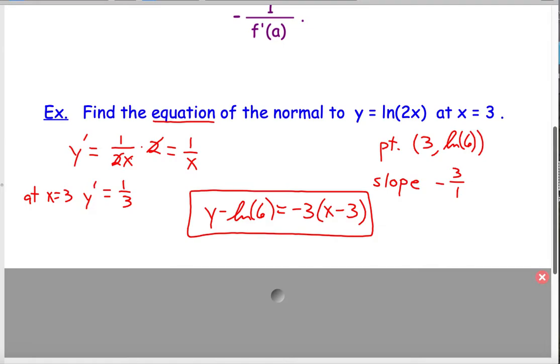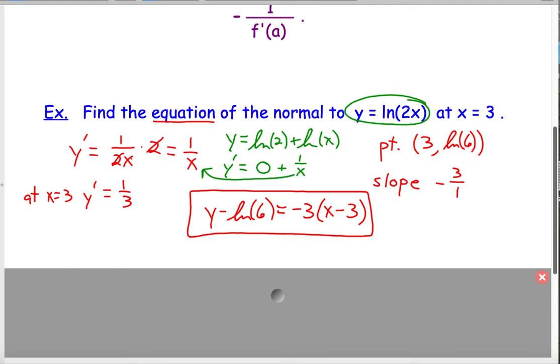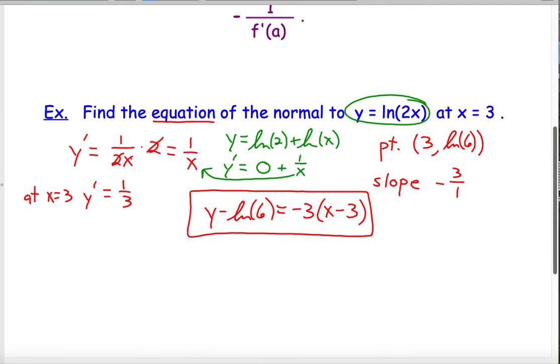One thing I wanted to point out, when you were taking the derivative of y prime, you can look at this using properties of logs and say, oh, the product property says that's the natural log of 2 plus the natural log of x. So when I take the derivative, the natural log of 2 is just a constant, so its derivative is 0. And then the natural log of x, the derivative is 1 over x. That's why those 2's cancel, and that happens in any case where it's the natural log of a constant times x.